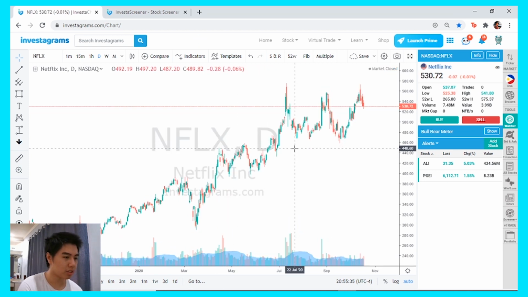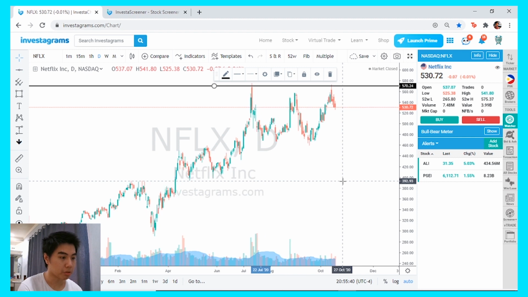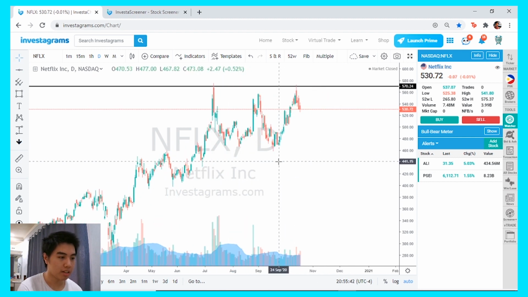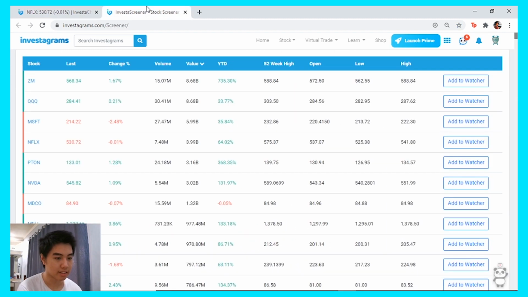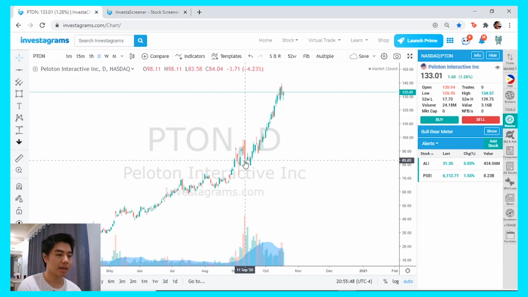And then Netflix. So Netflix ngayon, alam ko nag-consolidate lang. So very chill. So nauntog sa double top. So shorting opportunity, di ba? But overall, still close to 52-week high. So very interesting. Ito, Peloton. Sobrang lakas. Tignan na to. Grabe. Ayos, no?